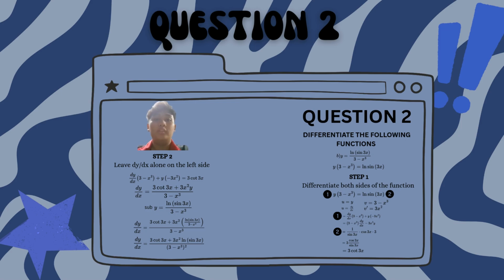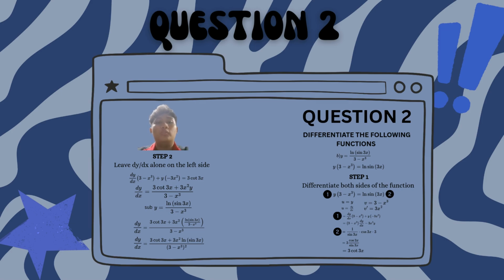For question B, we need to differentiate y equal to ln sine 3x over 3 minus x cubed. y times 3 minus x cubed equal to ln sine 3x. For this question, we need to differentiate both sides, so we will differentiate the left side first. For this one, we need to use product rule, that is u prime v plus uv prime. u equal to y, u prime equal to dy over dx, v equal to 3 minus x cubed, and then v prime equal to 3x squared.